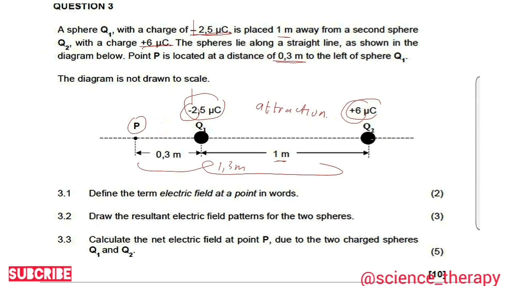Now let's look at 3.3. It says calculate the net electric field at point P due to the two charge spheres Q1 and Q2. Now you will remember that we said when we are calculating the net electric field, everything is in reference to this point charge. So that means we'll be looking at the electric field due to Q1 first, and then looking at the electric field due to Q2. So the electric field at P due to Q1 and the electric field at P due to Q2. Everything is in reference to this positive point charge.